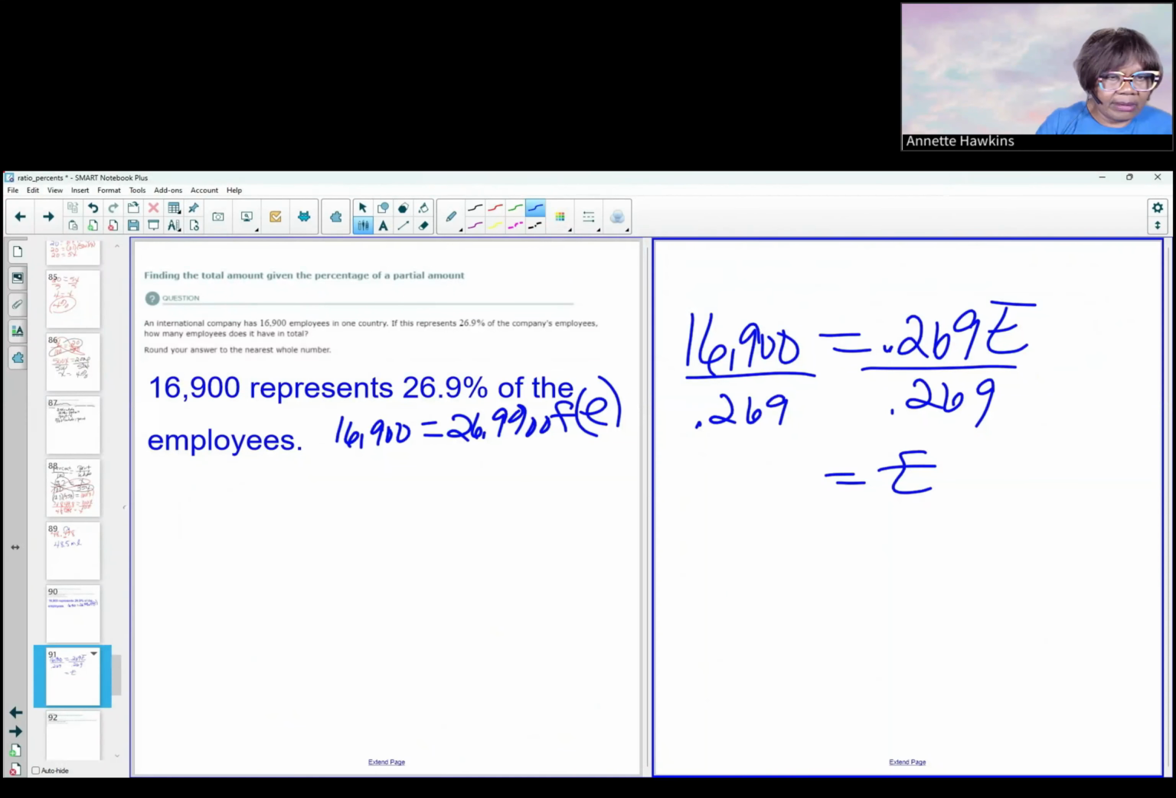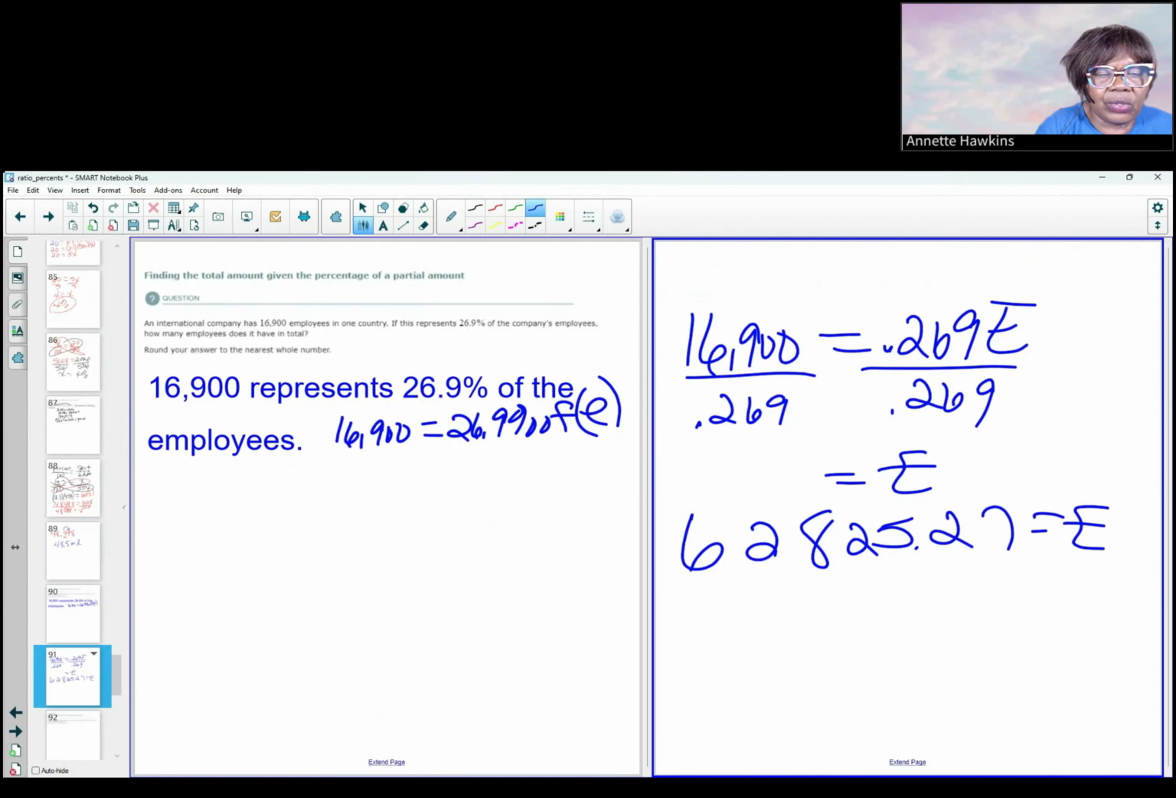Let me get my calculator. Now, you know we can't have a fraction of an employee. So we get 62,825.27 equals E. And so we just round this to the whole. 62,825 employees.